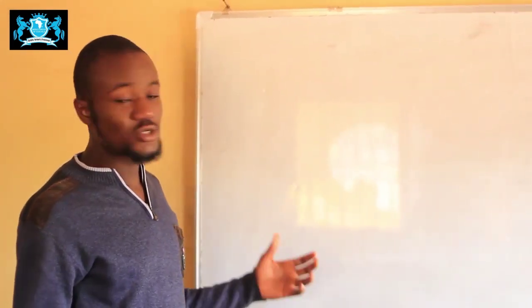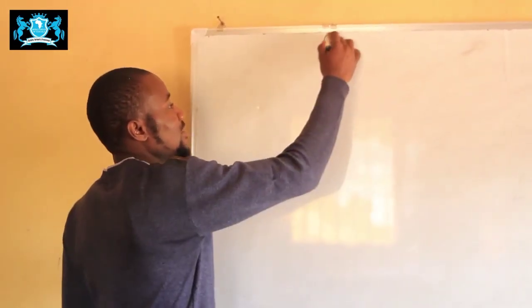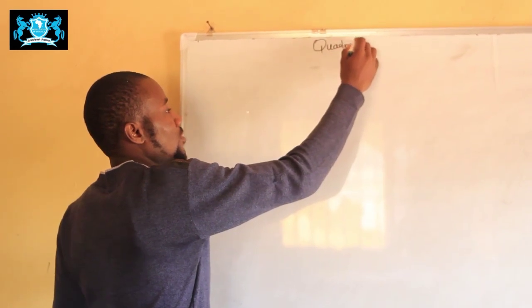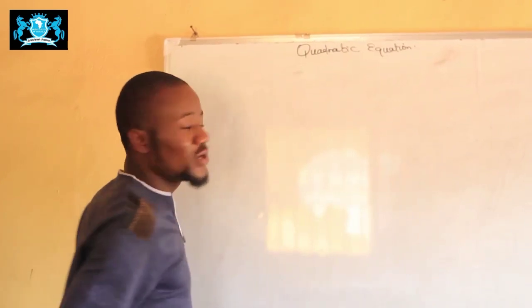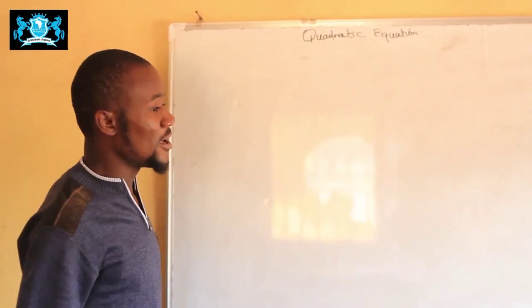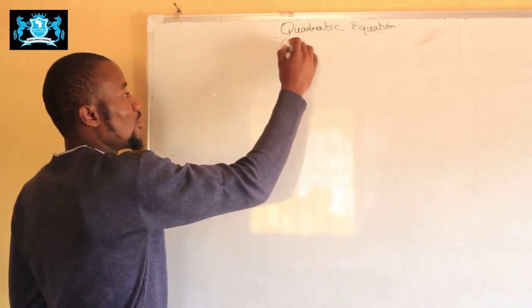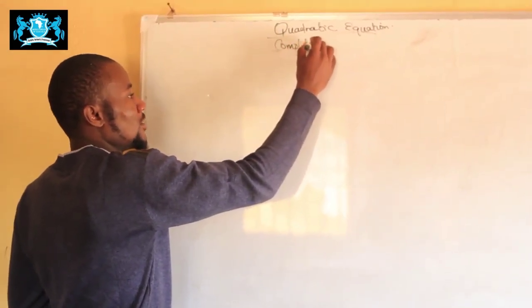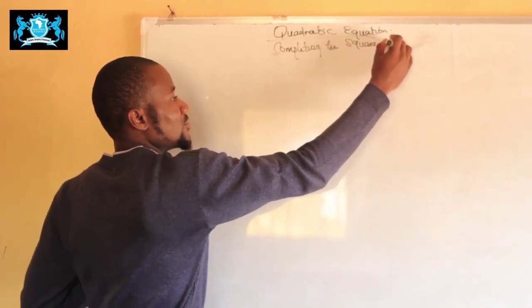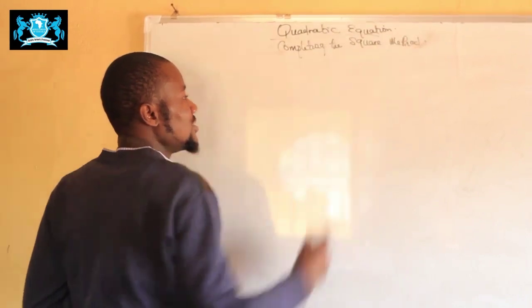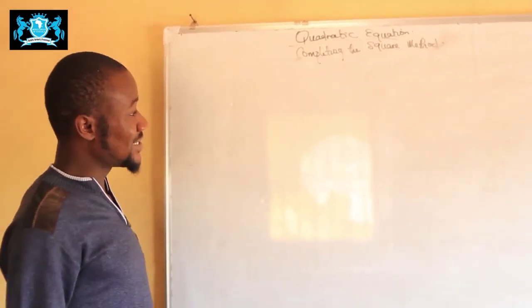So today we're discussing mathematics, and our area of concentration is quadratic equation. We are going to be looking at factorization and the completing the square method. That's where we base our concentration: completing the square method. So let's look at how we can use the completing the square method to solve a quadratic equation.